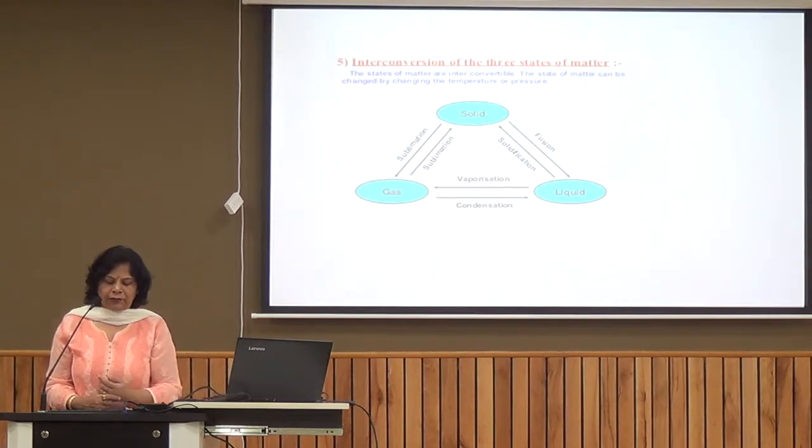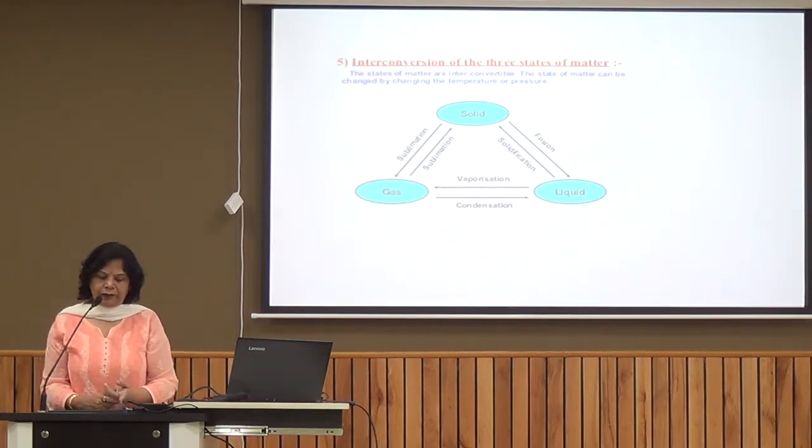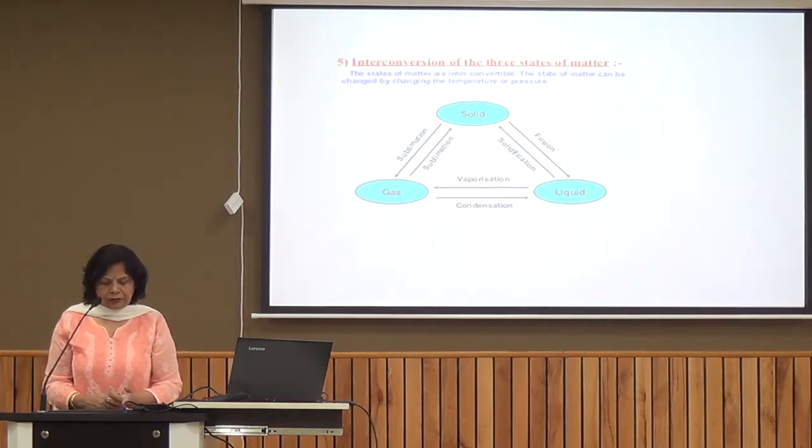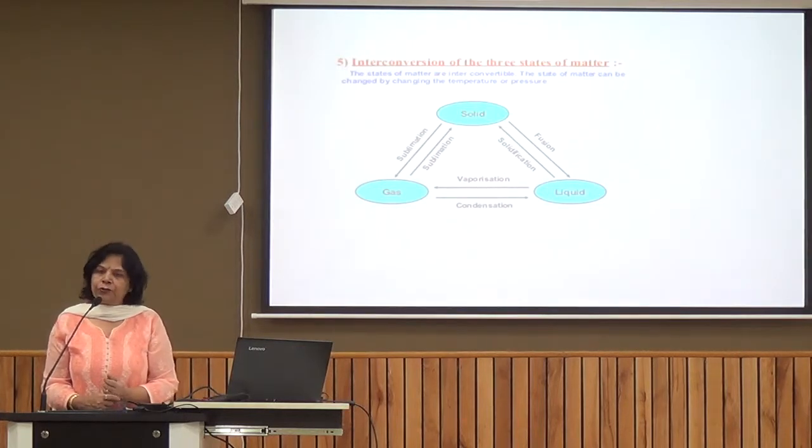Here this is showing the interconversion of states. A solid, if it is heated, changes to liquid. That process is called fusion or melting. When liquid is cooled, the process is called solidification, or freezing. In the same way, when liquid is heated, it changes into vapor. The process is called vaporization. When gas is cooled, it changes back to liquid. The process is known as condensation. But as I said, there are a few solids which directly convert into gaseous state on heating. This process is called sublimation, or when the vapor changes to solid state on cooling, that process is also known as sublimation.